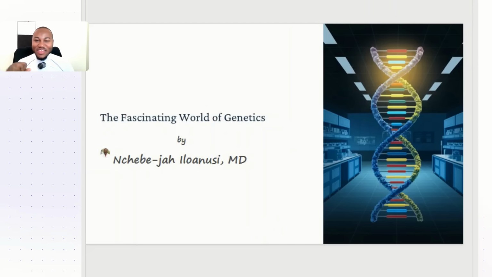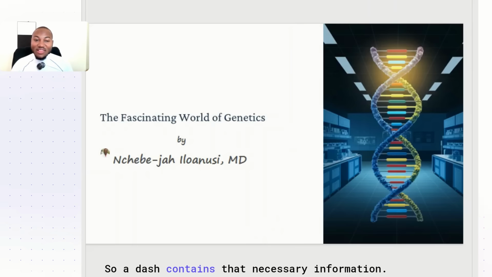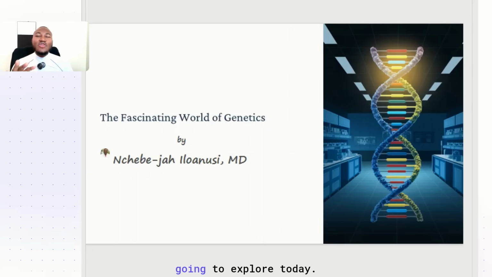A genome contains the necessary information for the production of a molecule of RNA. Is it a genome? Is it a gene? Is it a nucleotide? Is it a genetic code? Is it a codon? So a dash contains that necessary information. I want you to also write your answers below. These and many other questions we're going to explore today.